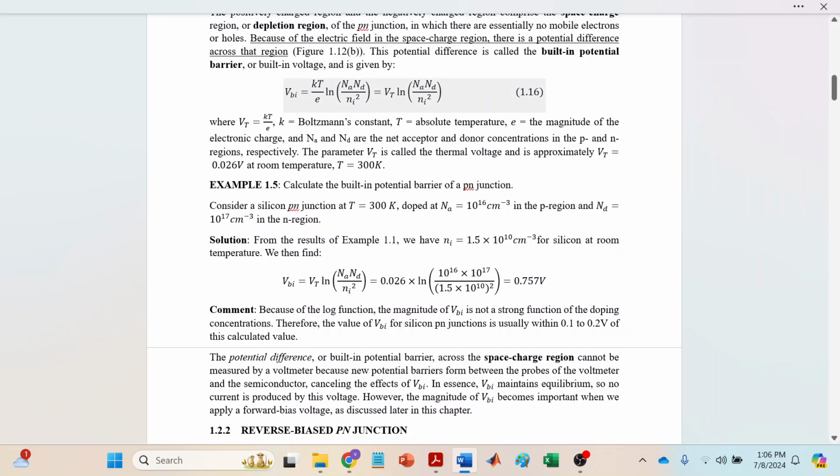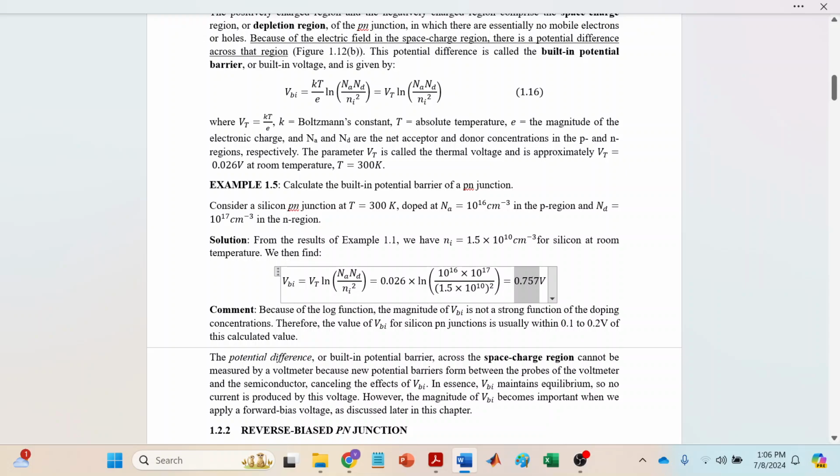We are simply going to use the equation at this temperature with this acceptor atoms concentration, donor atom concentration, and the intrinsic carrier concentration we've gotten previously, and we have arrived at 0.757 volts. So this is the built-in potential barrier across the space charge region.